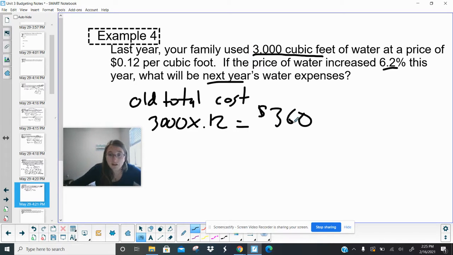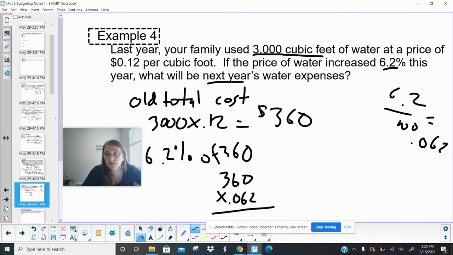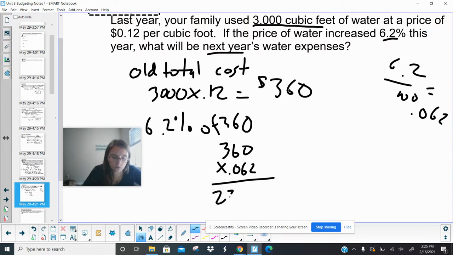So we need to find what 6.2% of this is, and then that's how much it gets increased by. So to start with, find 6.2% of this, please. 6.2% of 360, go ahead and find that. Okay, well, we have 360 times 0.062. We should know that. 6.2 divided by 100, careful guys, is 0.062. Okay, so 22.32. So this is how much the price went up by.